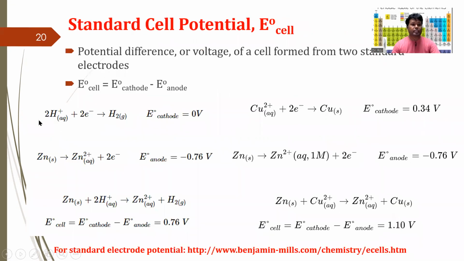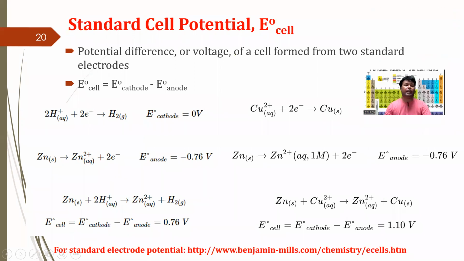So here you can see, the potential difference or voltage of a cell formed from two standard electrodes is E0 cell = E0 cathode minus E0 anode.